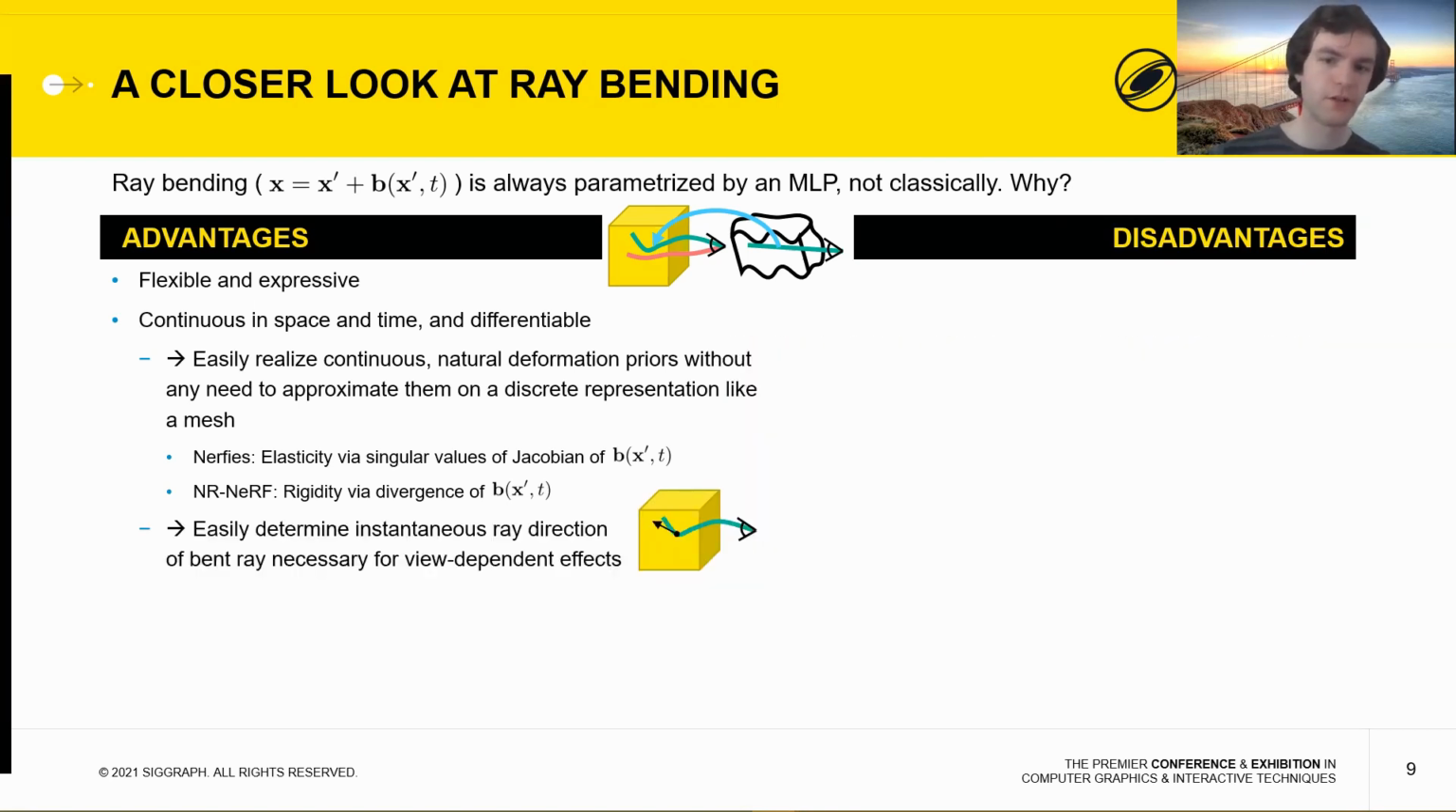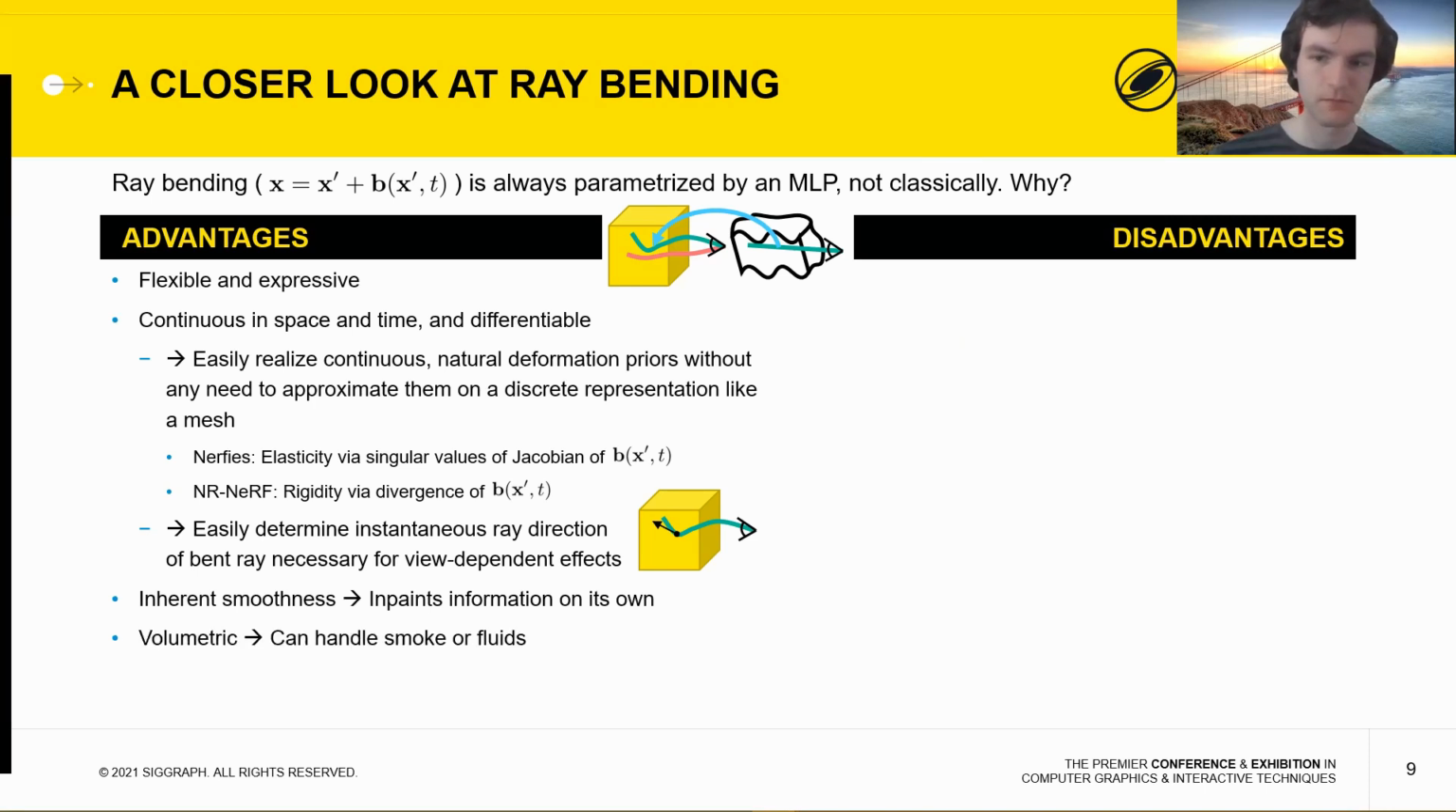Furthermore, the differentiability makes it easy to determine the ray direction of the bend ray. This is necessary for view-dependent effects, where we use the ray direction at an instantaneous point along the bend ray, not along the straight ray. Another advantage is the inherent smoothness, which lets the MLP in-paint information on its own. It is also volumetric and can thus natively handle smoke or fluids. And finally, it leads to spatially and temporally consistent novel view renderings by construction.